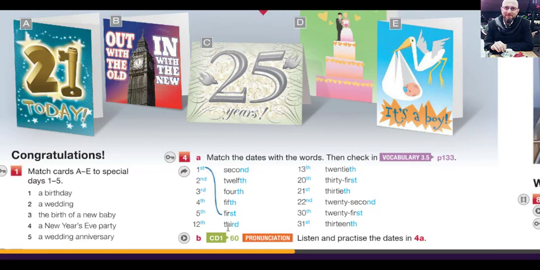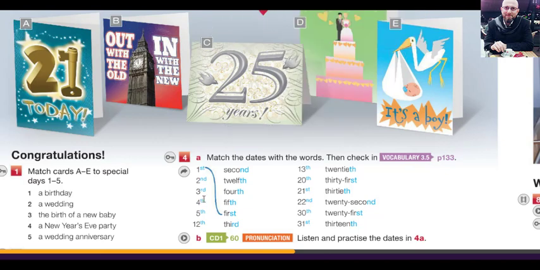New Year's Eve party, of course this is the night before the new year. For example, here today is 31st December. Okay, any year, 31st December in the evening. Okay, people celebrate, they make a party because tomorrow is the new year. Okay, if for example now we are at 31st of December 2020, so tomorrow is 2021.